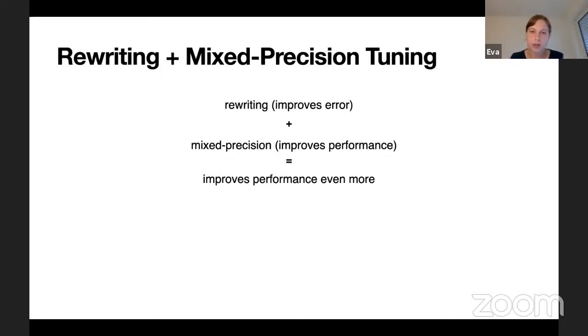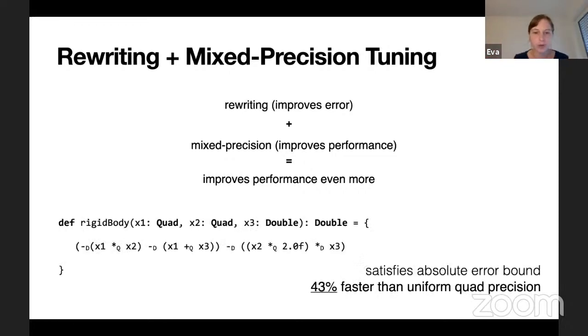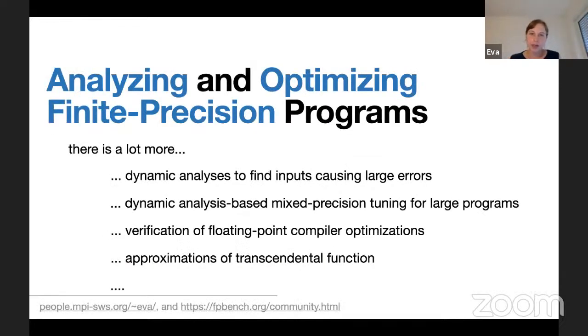So the way this works is the rewriting will reduce the error, which gives us a little bit more leeway to apply maybe more lower precision arithmetic operations. And for the example that we had before, we can now perform 4 instead of 3 arithmetic operations in doubles, and then 3 in quads, which means that we now improved the running time over the uniform quad precision by 43%. All right, that brings me already at the end of my talk.